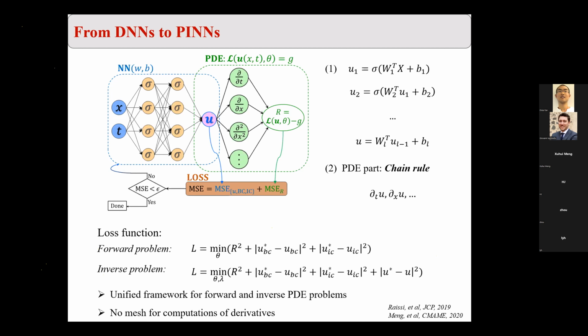We can also infer the unknown constant or unknown fields or unknown functions in the PDE itself. So as you can see, PINN is a unified framework for solving forward and inverse PDE problems. And since we use automatic differentiation to approximate the derivative in the equation, we don't need to generate any discrete meshes, which is different from the numerical solvers.